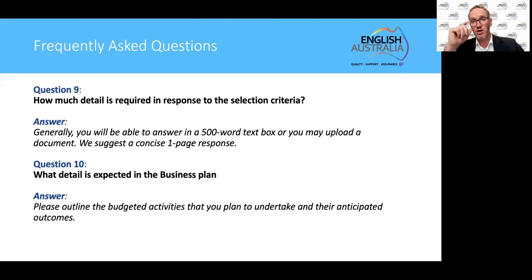So how much detail is required? Now, we don't necessarily need each one of these questions to be overly onerous. Generally, we've seen that providers can answer it in around a 500-word response. You will have the ability to upload documents if required, but again, our suggestion is to try and keep it concise, be very clear on what you're aiming to achieve, the objectives for those selection criteria, and concisely answer what you're aiming to do with the grants to achieve the objectives of the program via each one of those elements. And with the business plan, it's almost a plan on a page type philosophy, outlining the budget activities you plan to undertake and your anticipated outcomes from those activities.